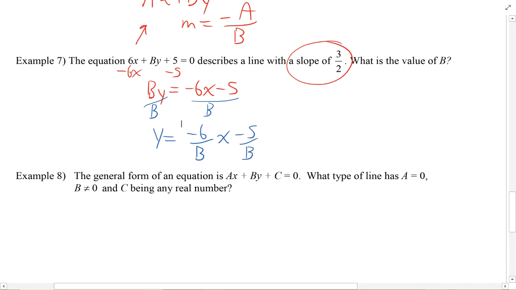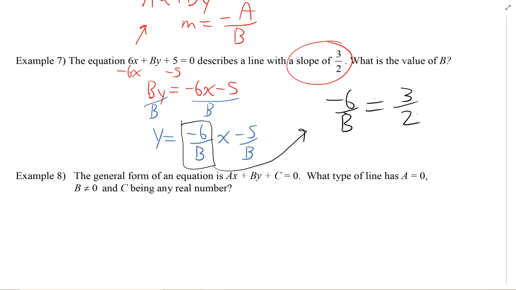And this is our slope. That's what we care about. So this slope, negative 6 divided by b, must equal 3 over 2. So what could it be? What could b be?